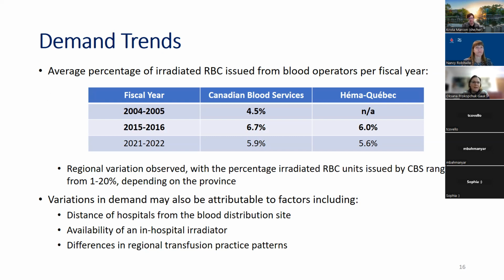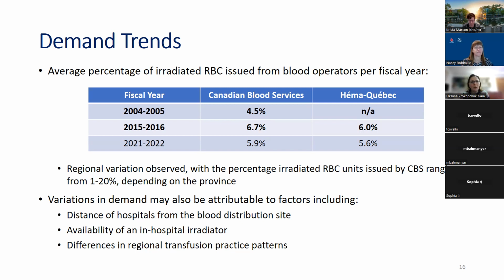It was also found that, again, there are differences in regional transfusion practice patterns. Back before the recommendations were published, there were some provinces that were irradiating red cells for all patients with an oncologic diagnosis, for example, whereas others were more stringent and followed existing British Committee for Standards in Hematology recommendations, which were available at the time. So we needed to bring things into alignment.